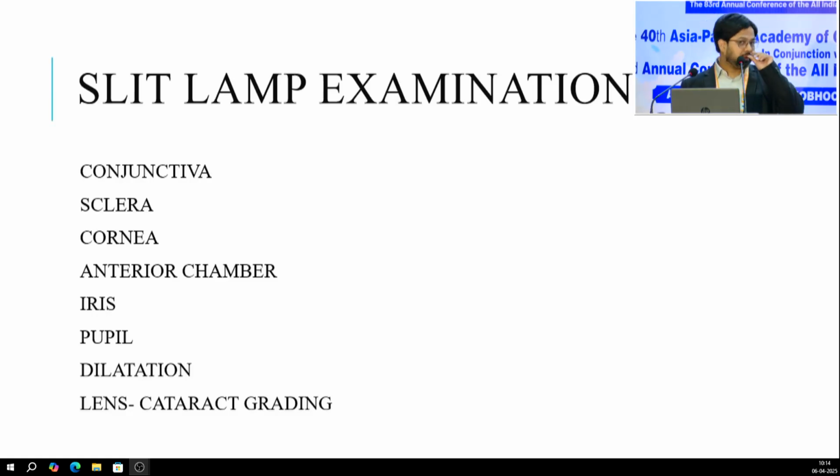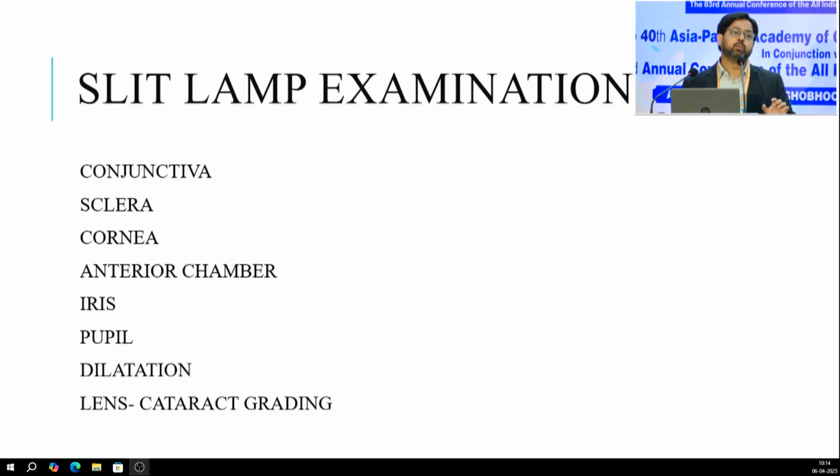and pupil. Please do not directly examine the patient for cataract surgery when they are dilated. Many times what happens, they are dilated before they are brought to you. Do see them undilated. Document the pupil size, pupillary reaction.